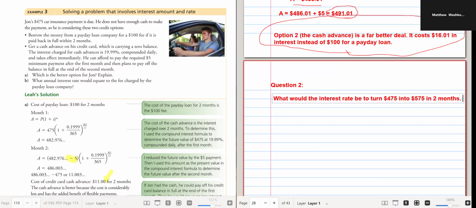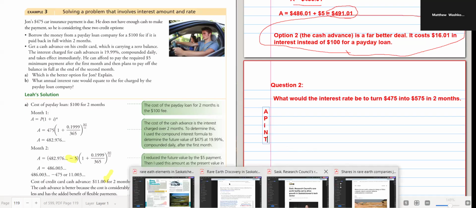If that was just a traditional loan, you took a traditional loan on $475 for 2 months, what would the interest rate be? Would it be 100%? Would it be 200%? Would it be 300%? What is the interest rate? That's what it's asking in plain English here, right? So what am I trying to find in this case? Am I trying to find A? P? I? N? T? I'm trying to find I in this case.